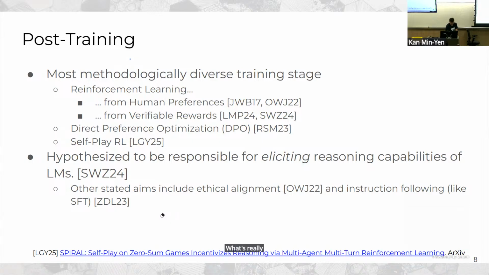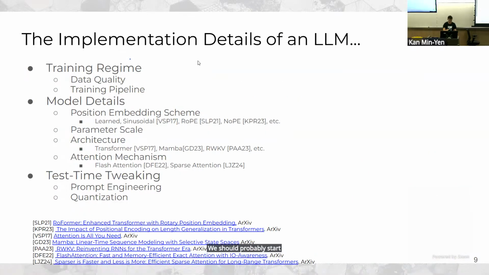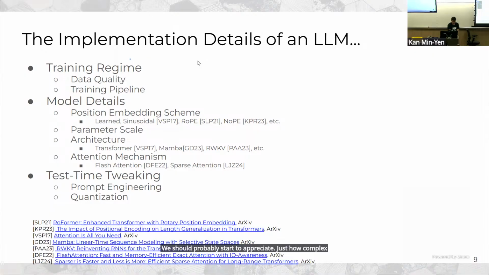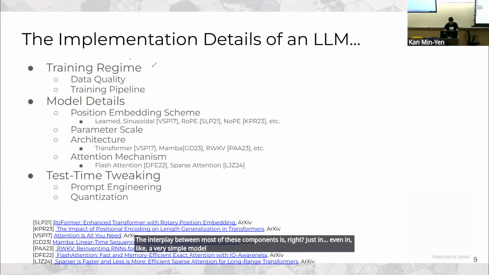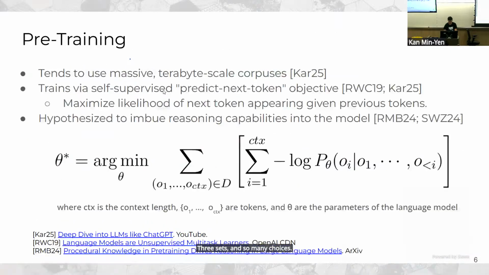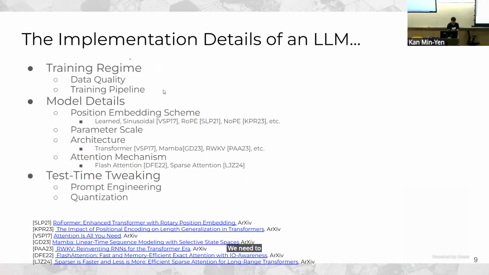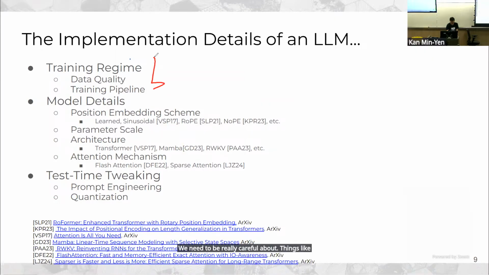What's really important though is that now that we understand this process, we should probably start to appreciate just how complex some of the interplay between most of these components is, right? Just even in a very simple model, we've already had 3 steps and so many choices. 3 steps, so many choices, just to do a simple task of training a language model. We need to be really careful about things like our training regime, our implementation details. The devil's always in the details.